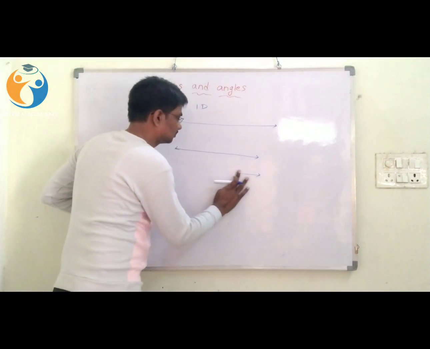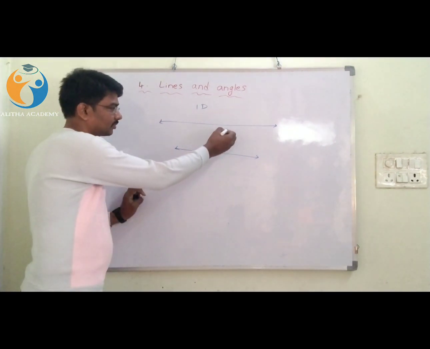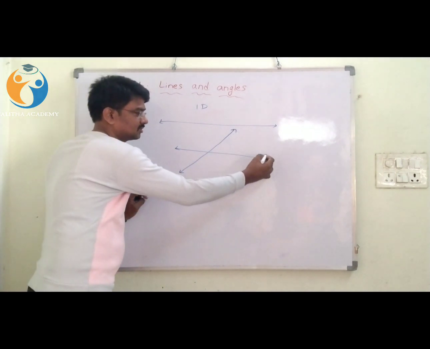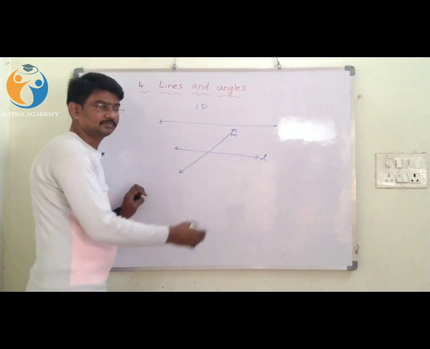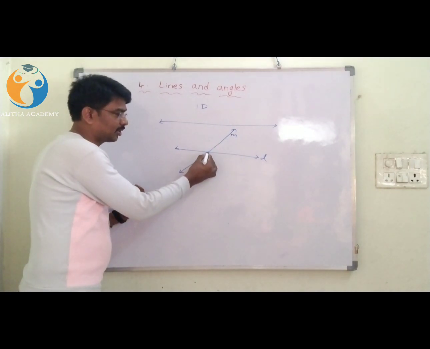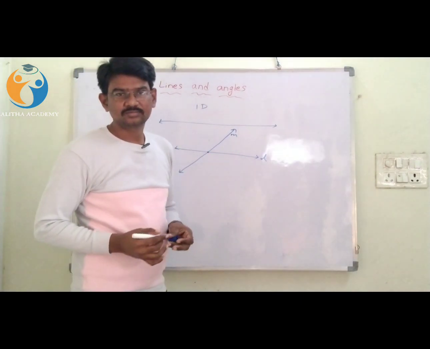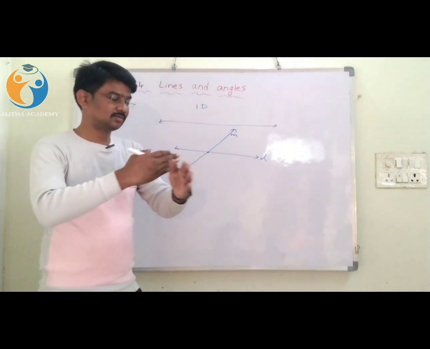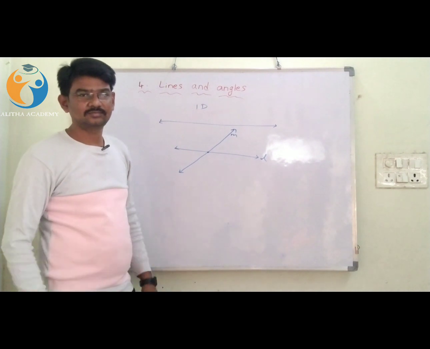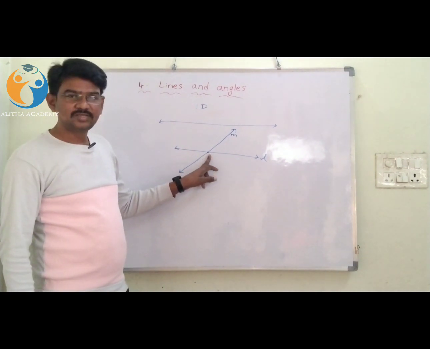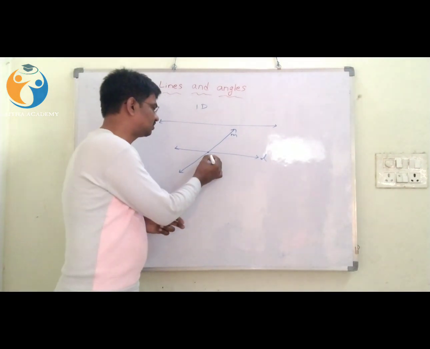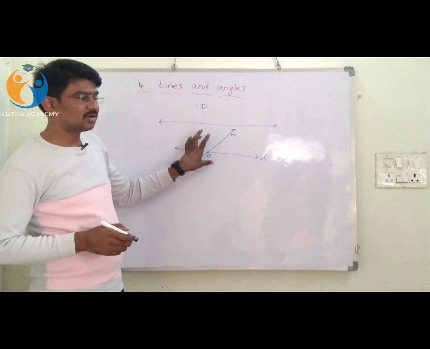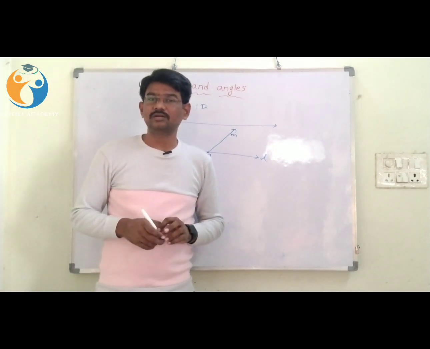Next, intersecting lines. Suppose this is line L, this is line M. At this point they are intersecting. It means touching or going through each other, joining. How many points here? Only one point. Let us say it is point O or Q, any letter we can give. These are called intersecting lines.